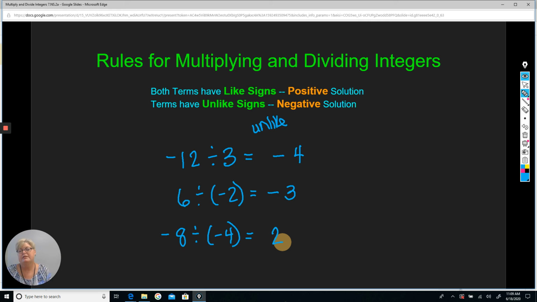Okay, so this is the end of our lesson for rules for multiplying and dividing integers. We're going to do another video that goes more into this. This is just like a baby step. This is just talking about the rules and developing the rules.